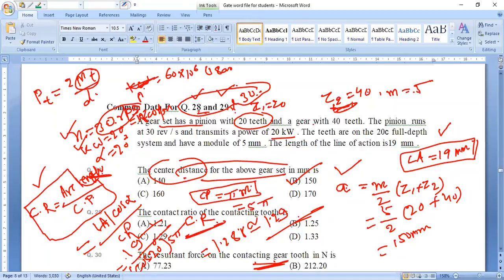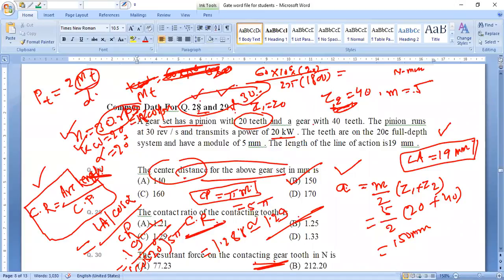हमें क्या निकालना है? टॉर्क निकालना है. टॉर्क is 60 into 10 to the power 6 into power, power is given how much? Power is given in this question 20 kilowatt. So this will be 20. फिर से लिखता हूँ, 60 into 10 to the power 6 into 20 divided by 2 pi n. n is 1800. इसको सॉल्व करिए तो आपका आंसर न्यूटन mm में आ जाएगा.